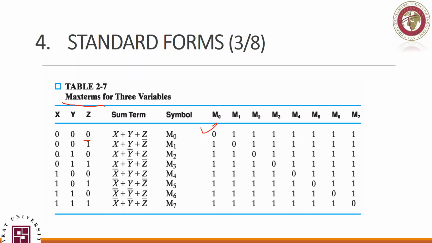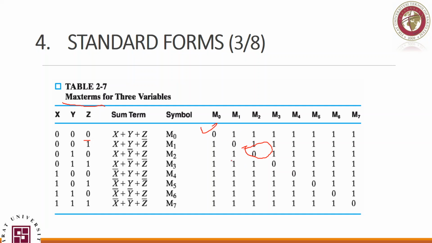Okay, take the third term. X is fine, or not Y, or Z. Why not Y? We are looking for 0. X or not Y, or Z. X or not Y, or not Z. Not X, or Y, or Z. Not X, or Y, or not Z. And so on. So these are the maximum terms.